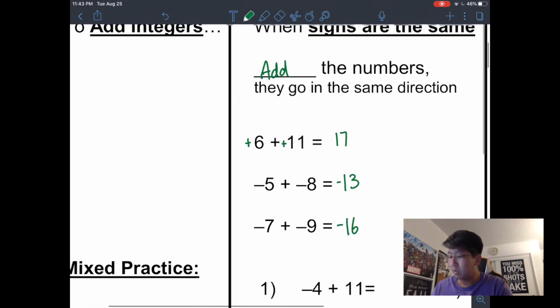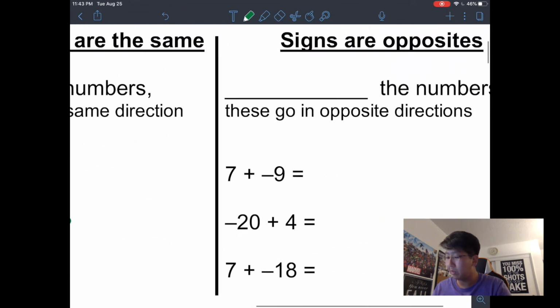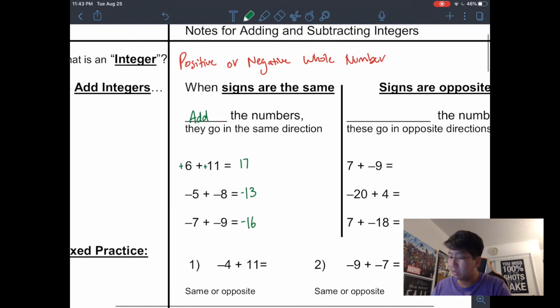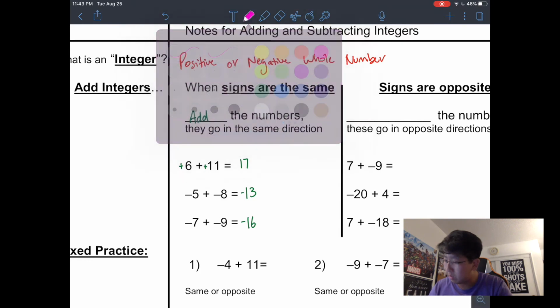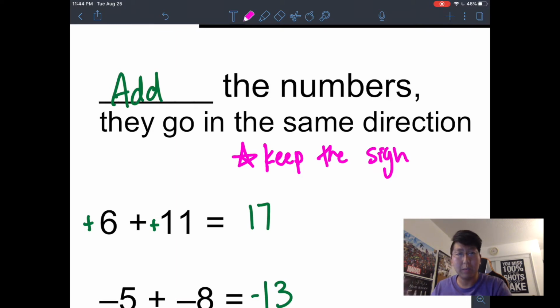Okay? So hopefully that makes sense to you when we're adding integers. When the signs are the same, we're going to add, and they're going in the same direction, so either positive or negative. So we're going to keep the sign. And actually, I want you to go ahead, change it to pink, put a star right here. Keep the sign. So when they're both positive, we're going to keep it positive. If they're both negative, we're going to keep it negative.